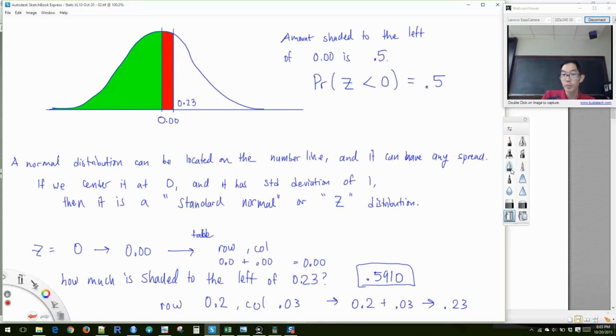0.091, right? Because visually, how much was shaded to the left of 0.23? 0.5910, right? The area shaded to the left of 0.23, the green and the red combined, was 0.5910. Is that okay with everybody? We just went over this, right? The green and the red area combined is 0.5910. This is green and red together.